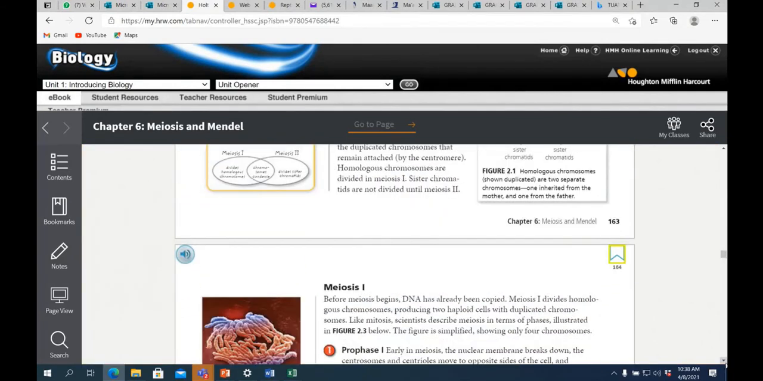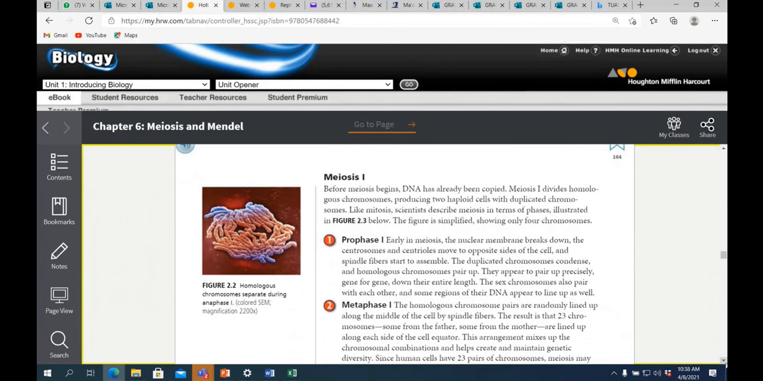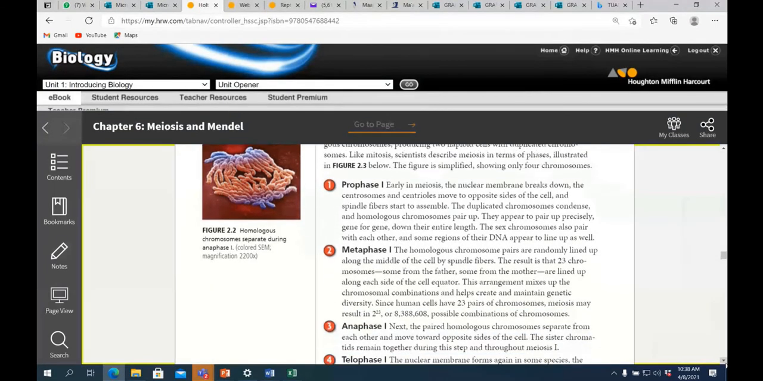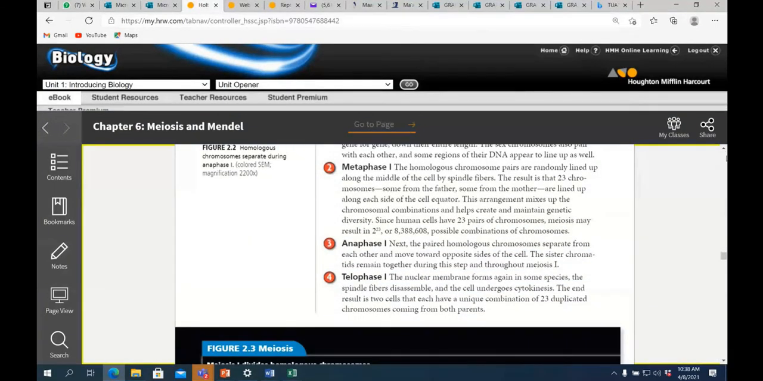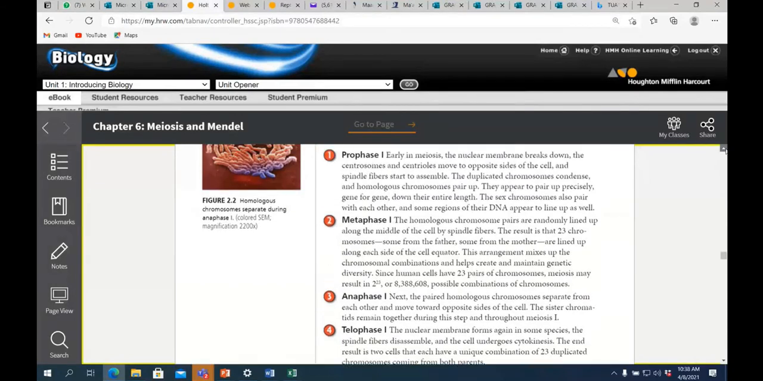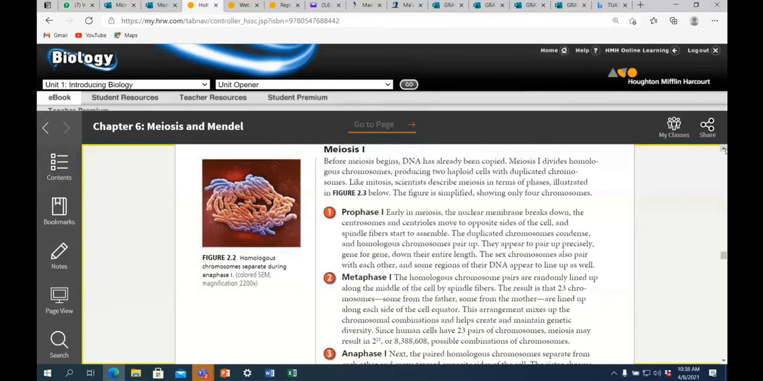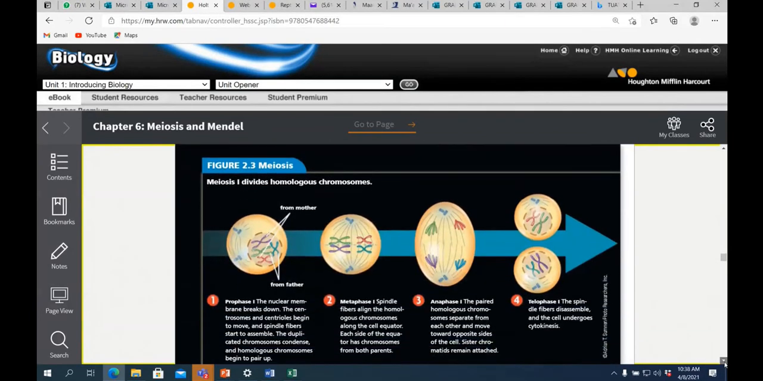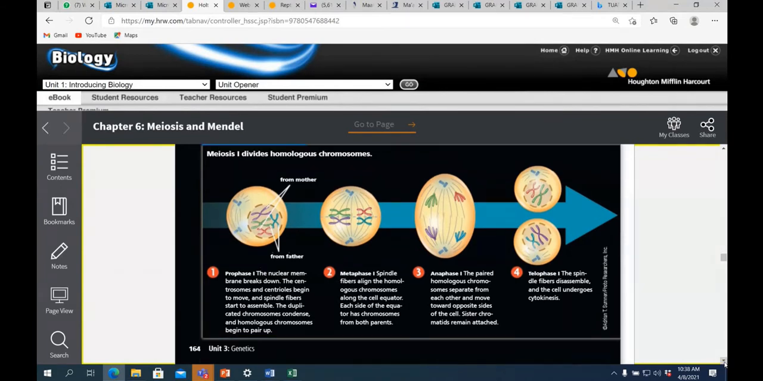So yesterday we were going through these four stages, day before yesterday, I believe, which are the four stages which happen in both mitosis and meiosis. Okay, so yeah, here you can see the four stages in Meiosis I. It divides the homologous chromosomes further.